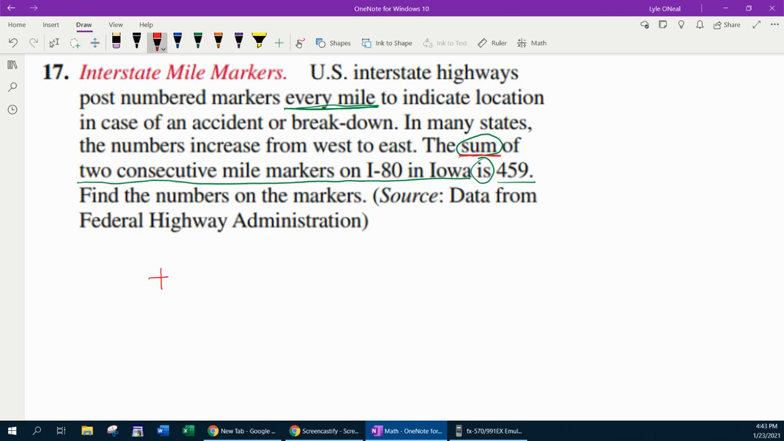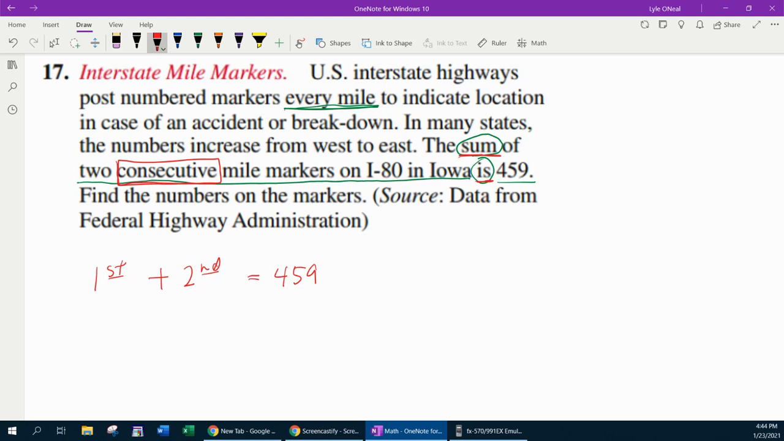We're going to be adding two things, and it is going to be 459. 459 is going to be the sum of the two mile markers. And then the next word that is absolutely critical, it says these mile markers are consecutive. That means one right after the other. So the first mile marker plus the second mile marker should equal 459.